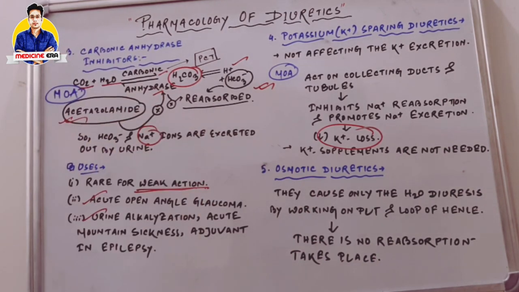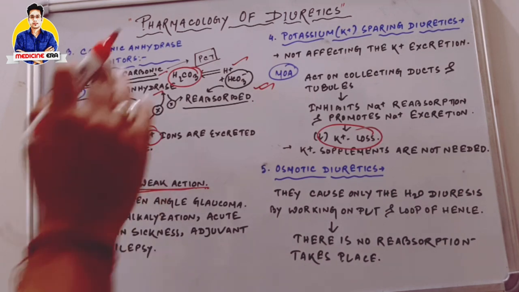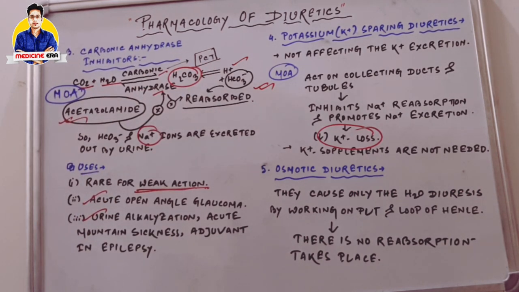In this case, because potassium ion is retained in our body, no potassium supplement is needed after that diuretic therapy. So this is called potassium sparing diuretics.